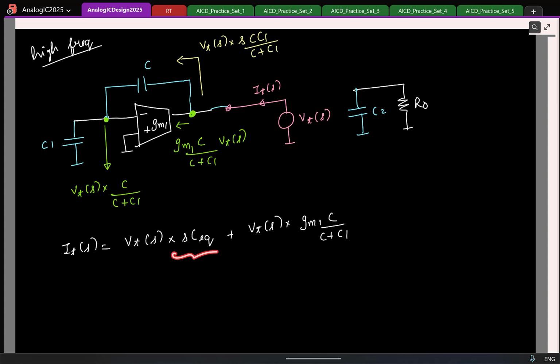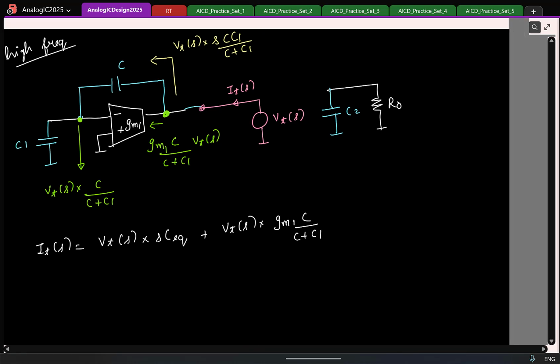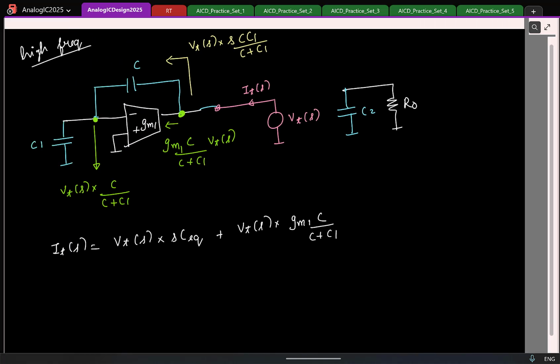So this is an effective capacitance, and what is this? Is the current here real or imaginary? Or the other way to say it: if you have to model this behavior, how will you model it using circuit elements? I have Vt of S. Using simple circuit elements, how can I model this current?